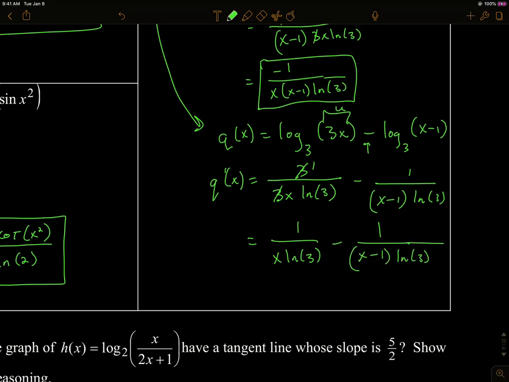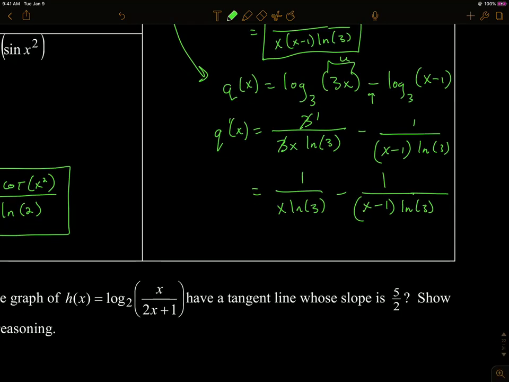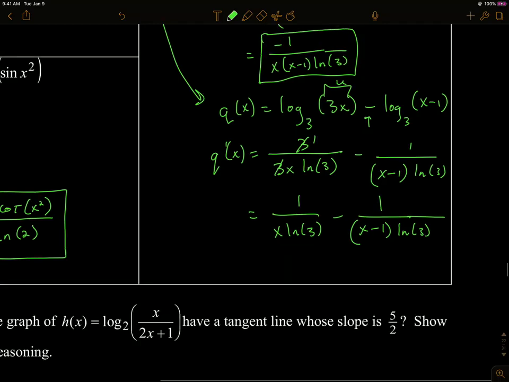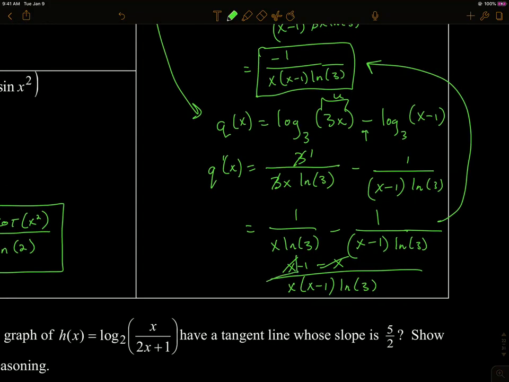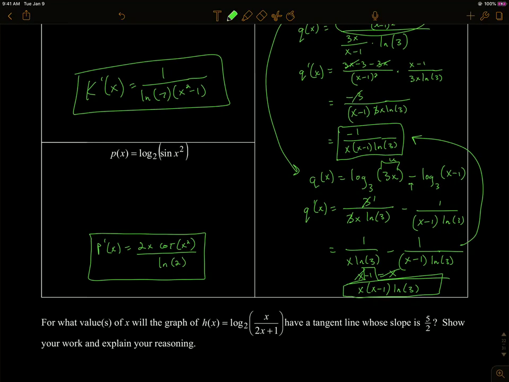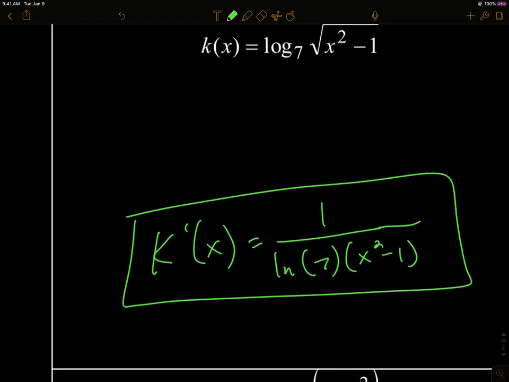And if I wanted to add these together, I could get a common denominator. I'd probably accept this, but I want to do the common denominator to show you that it's the same thing as that. So my common denominator here is going to be x times x minus 1 times the natural log of 3. This numerator needs to get multiplied by x minus 1. This one needs to get multiplied by x. X minus x cancels, and we end up getting the same answer, negative 1 over that stuff, which is what we had before. So always, always, always apply your properties.